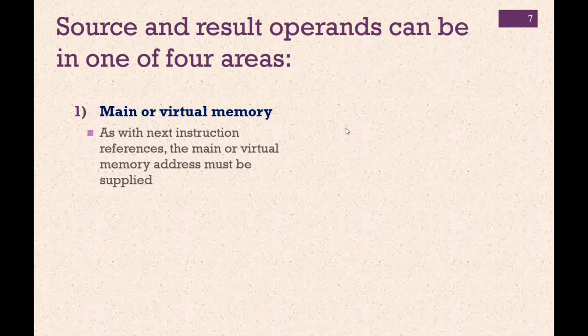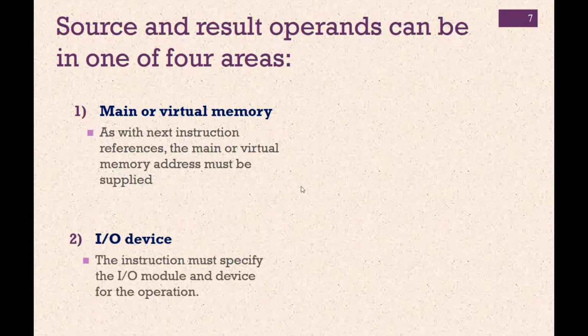The source and result operands can be in four different areas. The first is main or virtual memory: as with the next instruction reference, the main or virtual memory address must be supplied. The second is I/O devices: the instruction must specify the I/O module and device for the operation.